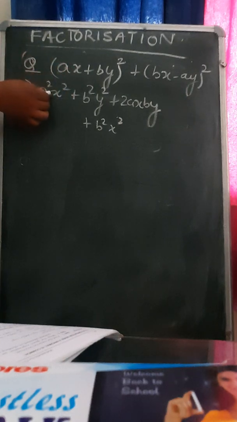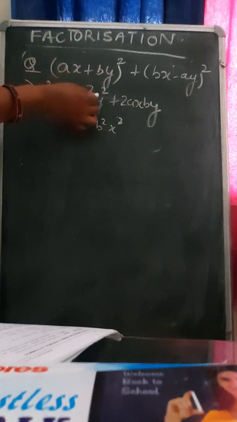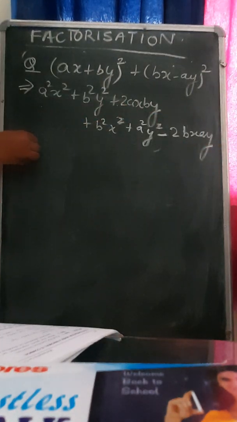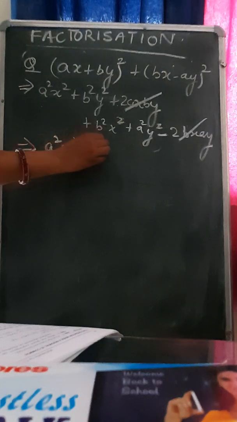So (ax) whole square is a square x square, (by) whole square is b square y square. Here it is 2axby. Similarly I can expand this: b square x square plus a square y square minus 2bxay. Now when I solve it, this and this will be eliminated. So only I get these 4 terms: a square x square plus b square y square plus b square x square plus a square y square.